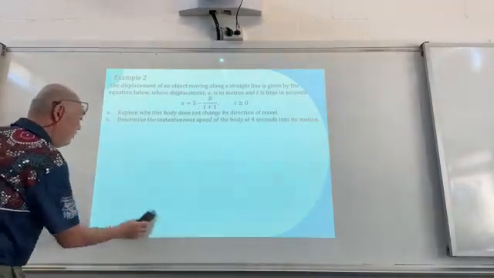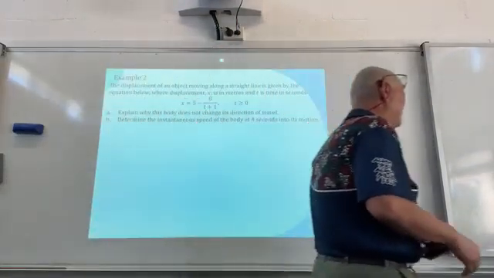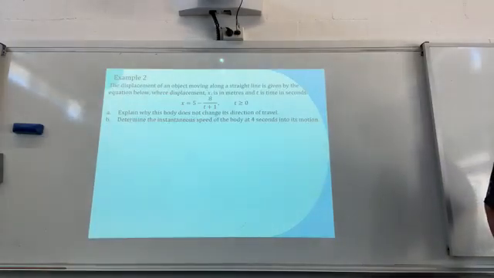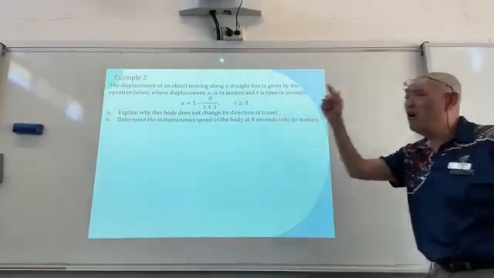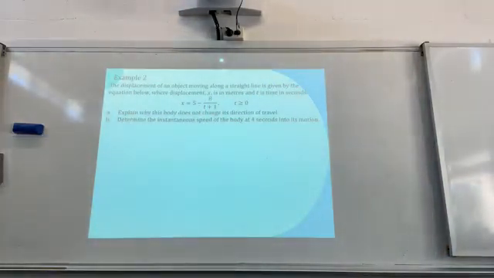The displacement of an object moving along a straight line is given by the equation below, where displacement x is in meters and t is time in seconds. Now, by the way, when you solve all these problems, if t happens to be negative, you must always reject that. Time will never be negative. It always has to start from 0. Never ever have a negative time.